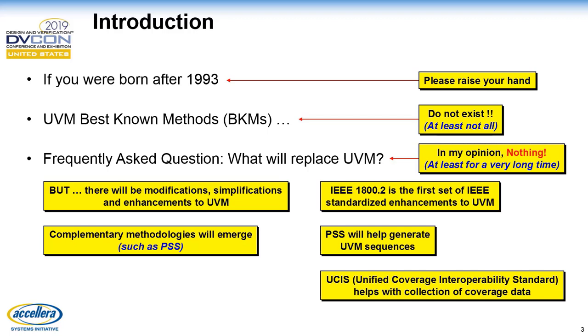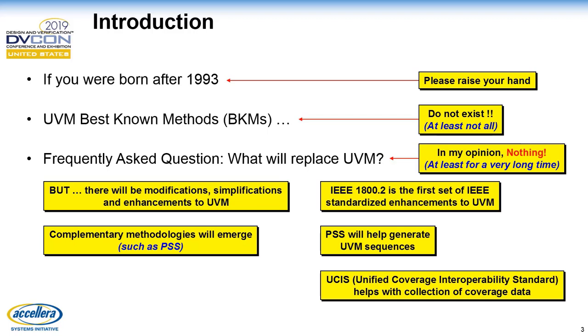So a frequently asked question: what's going to replace UVM? In my opinion, nothing. I think UVM is there for the long haul. It's going to continue to be modified and updated over time. And so there will be modifications, there will be enhancements to UVM. And when it comes to the IEEE standard, that's some of the first set of enhancements, modifications to the UVM standard. But there's going to be complementary methodologies that come into play.